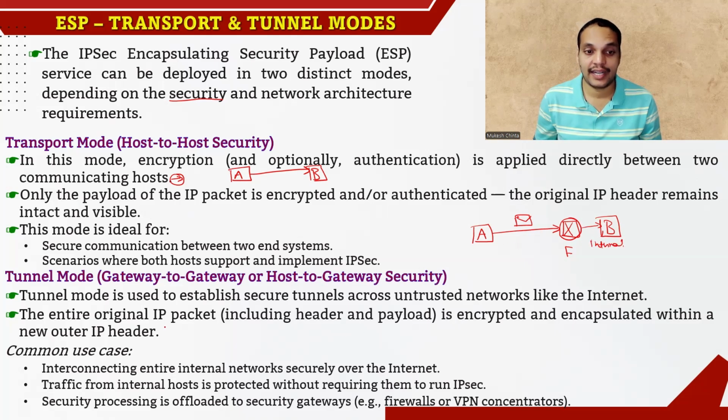Here the entire original IP packet, including the header and payload, is encrypted and encapsulated within a new outer IP header. I'll tell you, sir, if the entire IP packet is encrypted, how do the routers in between understand where to route it? I'll show you. So common use cases for this kind of tunnel mode are interconnecting entire internal networks securely over the internet. Traffic from internal hosts is protected without requiring them to run IPsec. Security processing is offloaded to security gateways. There are certain advantages or benefits of going for tunnel mode, which we will discuss once we understand how tunnel mode is implemented. Okay, let me show you.